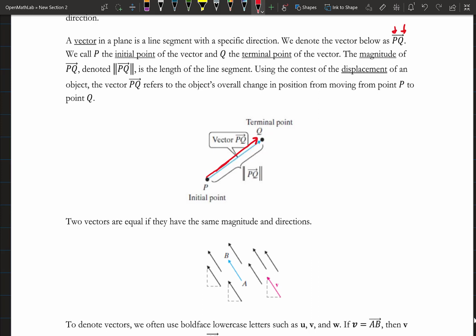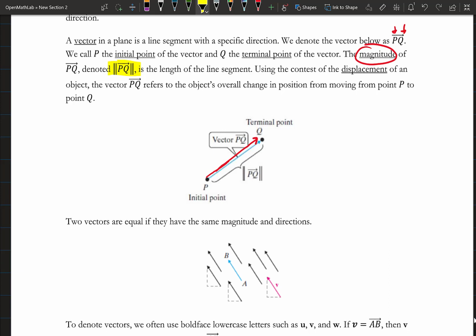The length of the vector, of the line segment, we call the magnitude. You can see that here. We denote this by putting it in double bars, kind of like a double absolute value, as shown here. Again, that's the length of the line segment, how long it is. We can use the distance formula between those 2 points to figure that out.